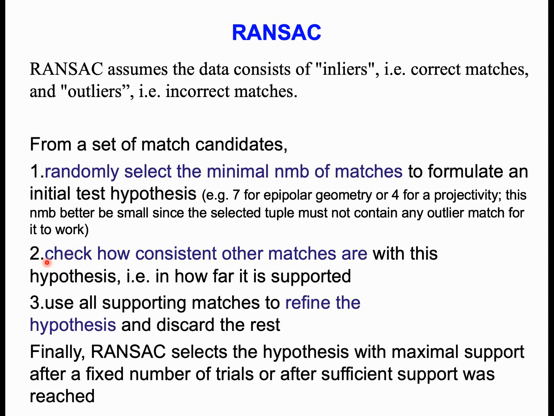Based on this hypothesis, we will check all other matches in the image and compute the number of matches that agree with this transformation matrix. So every transformation matrix that is created in the first step will have somehow a support set, the number of matches that support that hypothesis. Using all the supporting matches, we can refine the hypothesis and we can discard the rest of the matches. Finally, RANSAC will select the hypothesis with the maximal support after a fixed number of trials or after sufficient support was reached. So we will actually run these 3 steps several times, and we will choose the model that has the largest support.